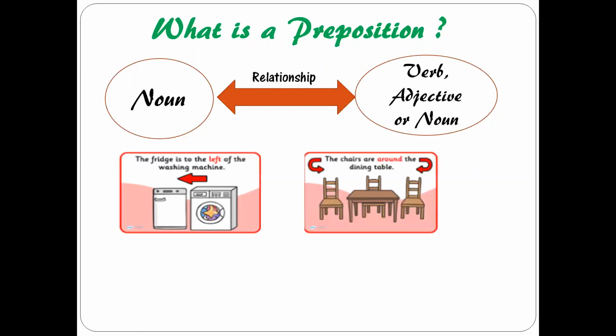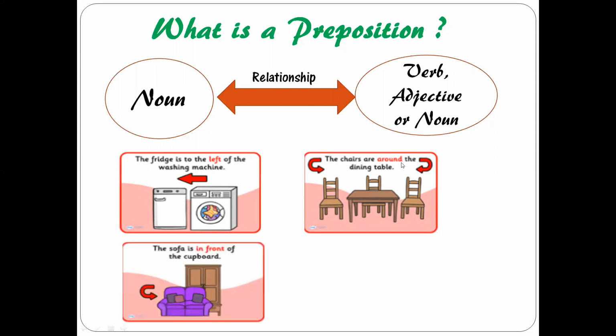The chairs are around the dining table. So the relationship between the dining table and the chairs is depicted with the help of the word around. So this around is a preposition. The sofa is in front of the cupboard. So in front of is here a preposition.